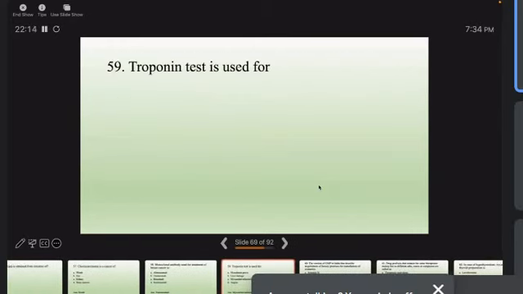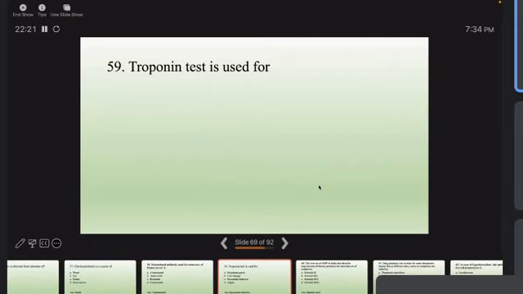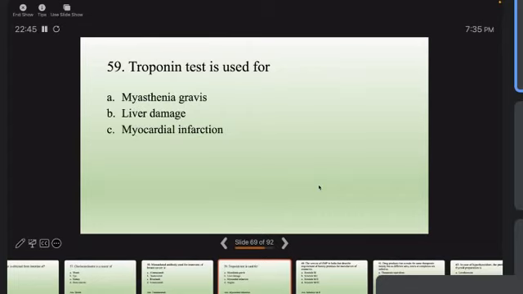Troponin test is used for. This is very common, we hear it. So without options, can I hear answers? Why do we use the troponin test? Okay, I do not see answers. I'll give you options then: myasthenia gravis, liver damage, myocardial infarction, angina.